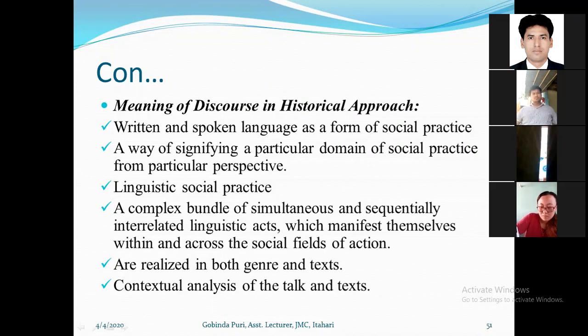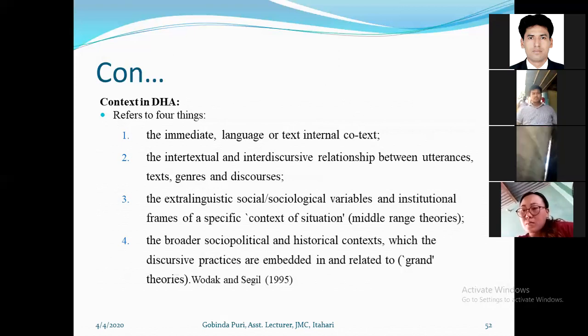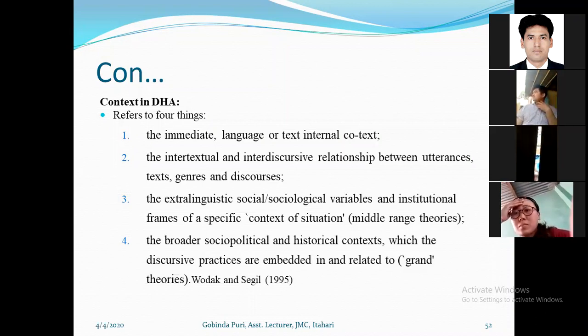It has to be taken to the context of that particular time and that particular place. Okay, so context in the discourse historical approach refers to four things. First, the immediate language or text-internal co-text. Co-text means the context within the text. Even within the particular discourse we can find a kind of context. So we need to find out, for example, backgrounding, foregrounding, referencing: how the context has been created within the text has to be analyzed. That is one context.